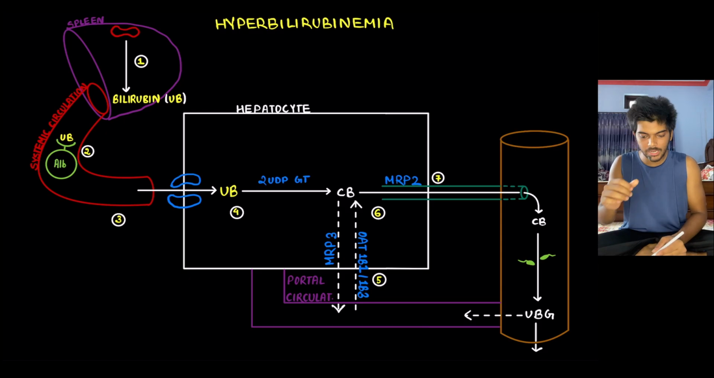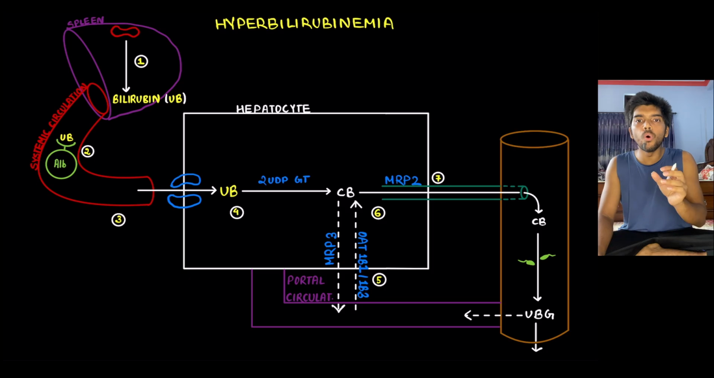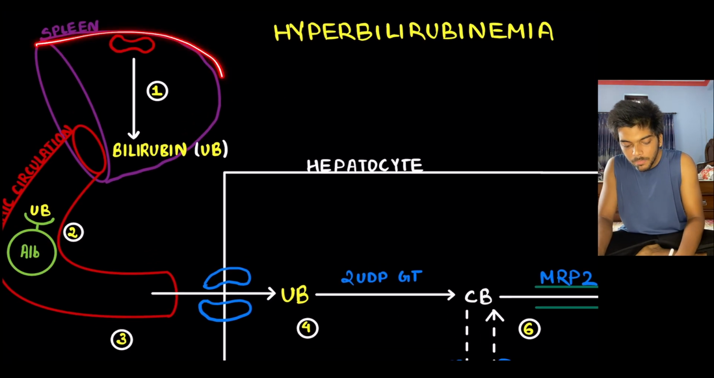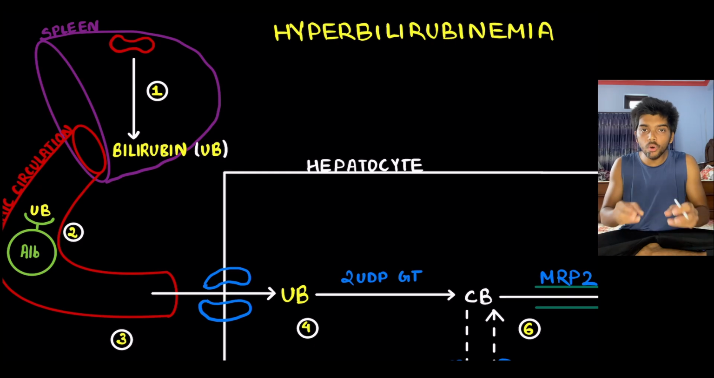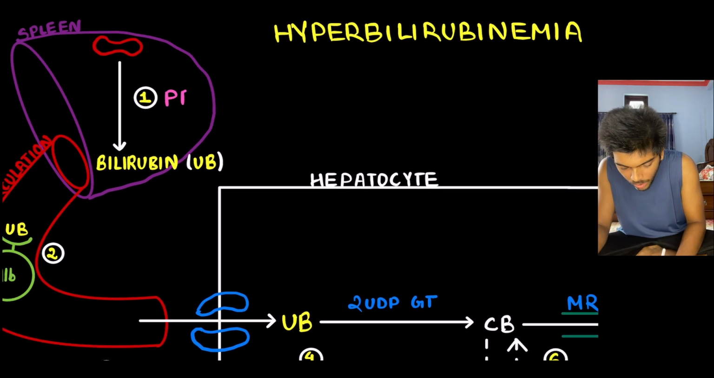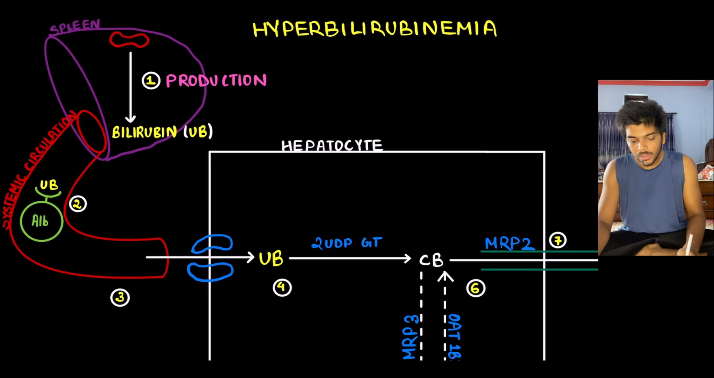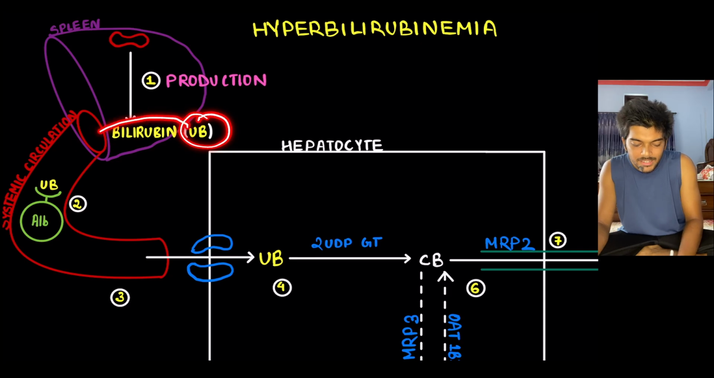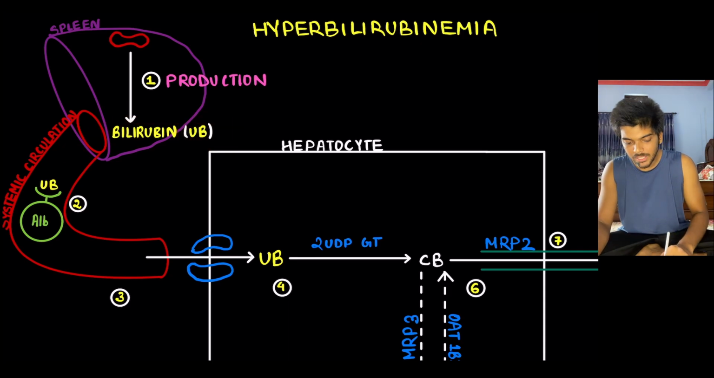Okay, so the story goes like this. The young RBC after 120 days becomes too old, and inside the spleen it gets degraded or broken down into bilirubin, specifically unconjugated bilirubin. So there is production of unconjugated bilirubin. The unconjugated bilirubin then enters the systemic circulation. In the systemic circulation, it immediately binds with a plasma protein called albumin. So there is plasma protein binding, step 2.